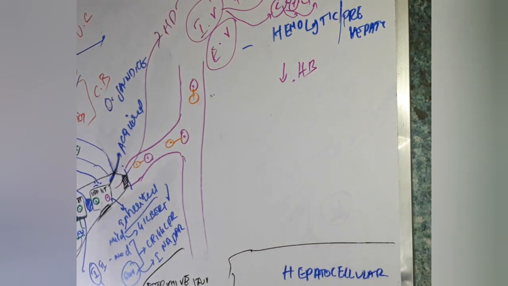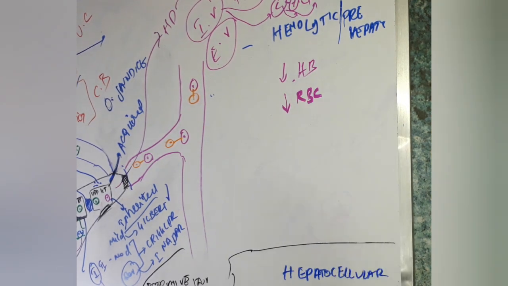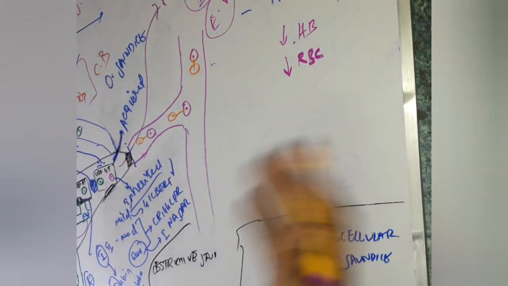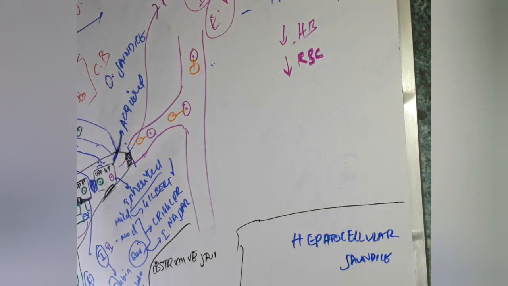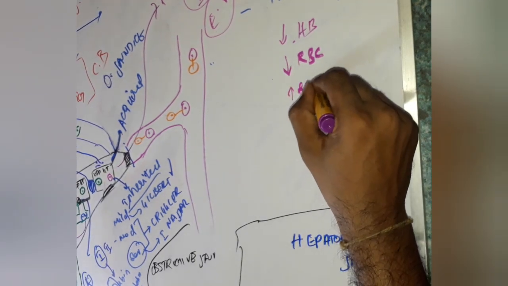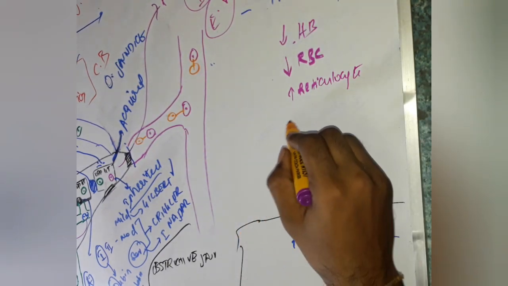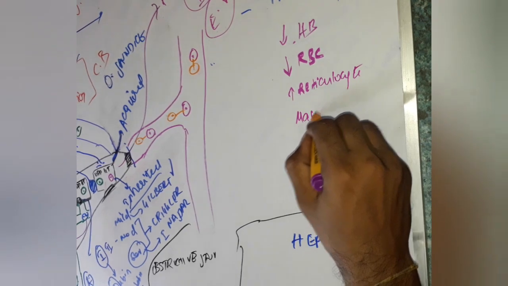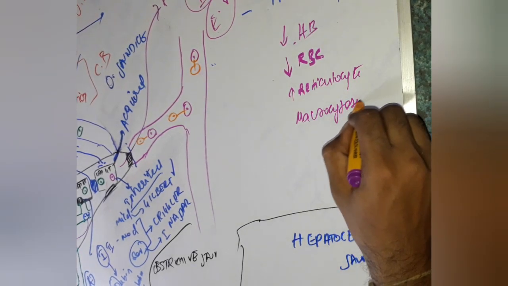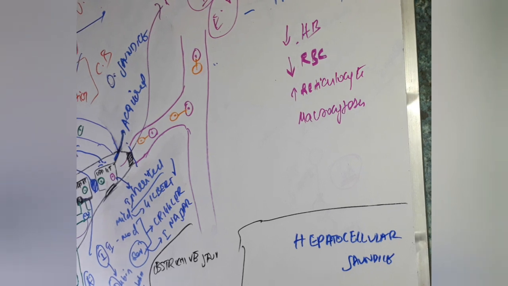The next finding I'm going to see is decreased RBC, because my RBCs are going to break down more. What happens once your RBCs are getting destroyed, my bone marrow is trying to compensate for that. So I will have increased reticulocytes, and as well I will have some macrocytosis. Your sizes will be increased. So macrocytosis.